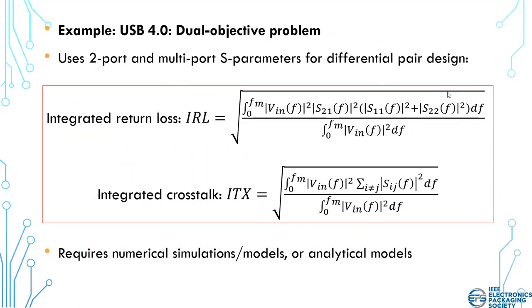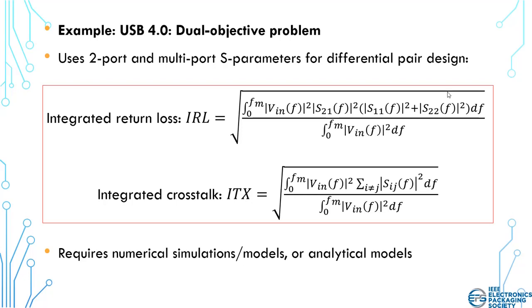And so as an example here for a newer signaling standard in USB 4.0, we actually have a dual objective design optimization problem. This dual objective problem uses 2-port S parameters and multi-port S parameters in designing differential pair channels. So the goal in a USB 4.0 channel design is to minimize integrated return loss, which is defined as a broadband quantity. You can see here in this integral, it spans from DC all the way up to a very high frequency limit and accounts for insertion loss and input and output return loss.